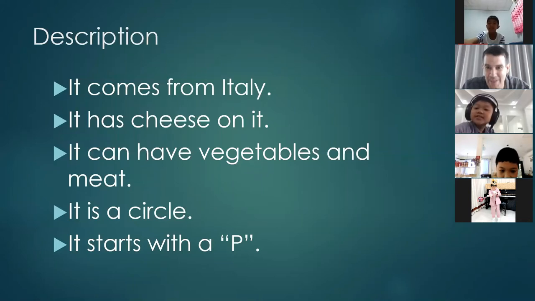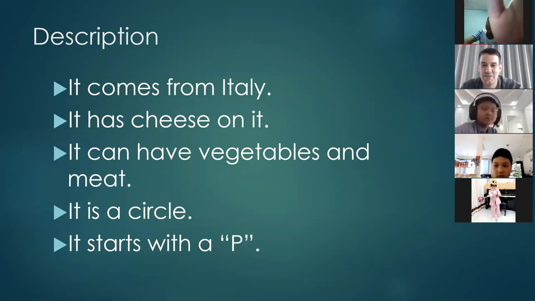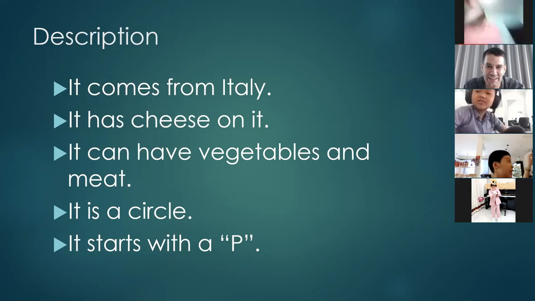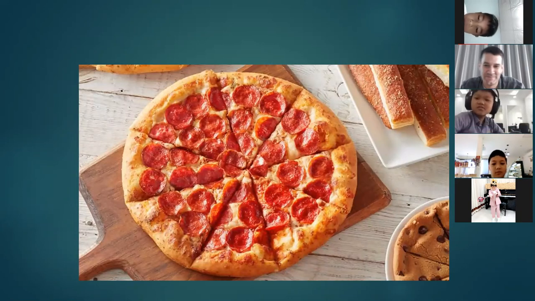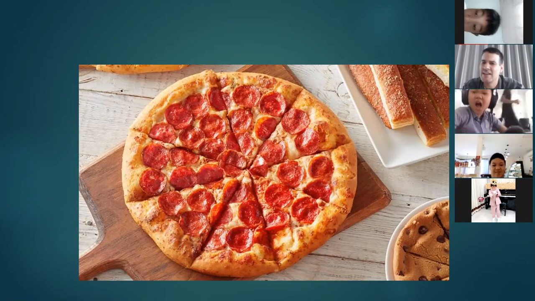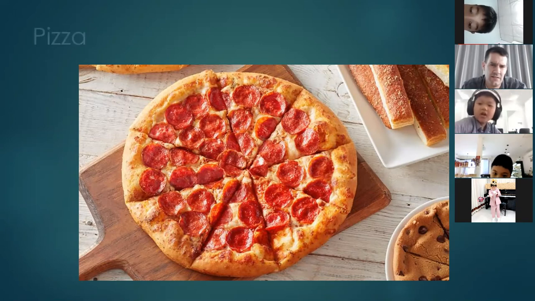Yes, the first one. Okay. I think this one is easy for you. It's very common in Thailand. Yes, so this is pizza. So you can have anything you like on pizza. It can be meat or vegetable, anything.